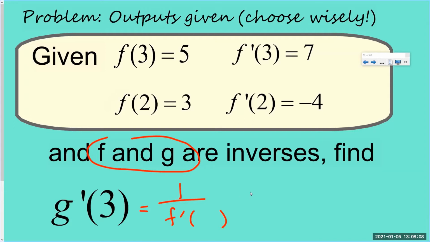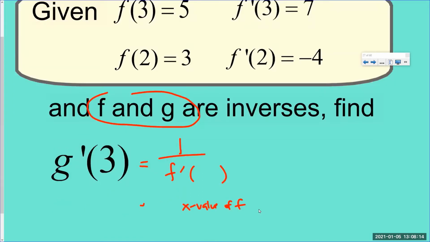Yes, only if they're inverses. Okay, so then what you do is you say, all right, inside the parentheses, I know that this parentheses is an x value. They're always x values. X value of which function, though? Of my g. Okay, so that means inside this parentheses must be the x value of my f.